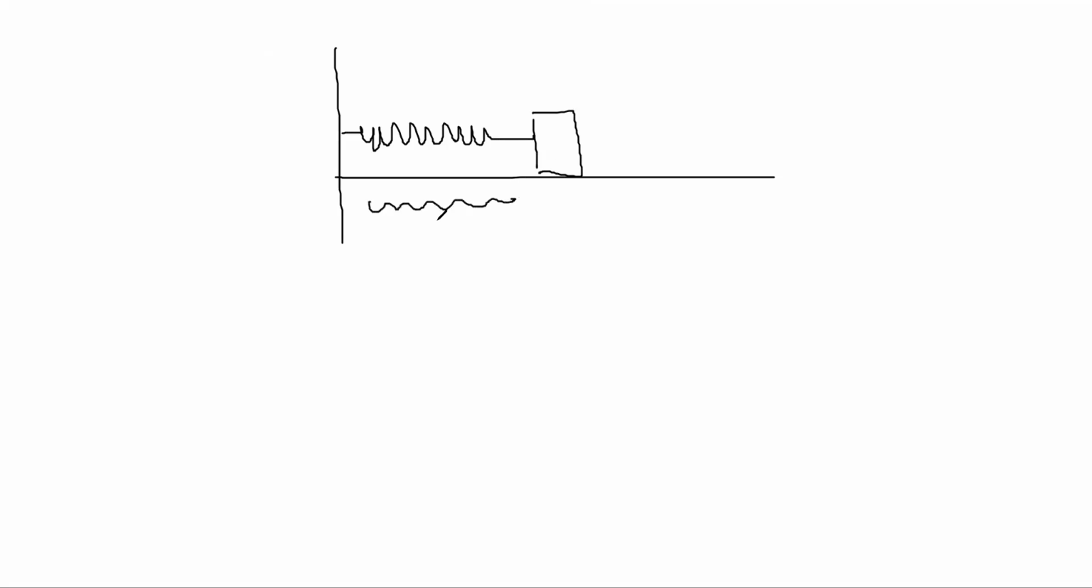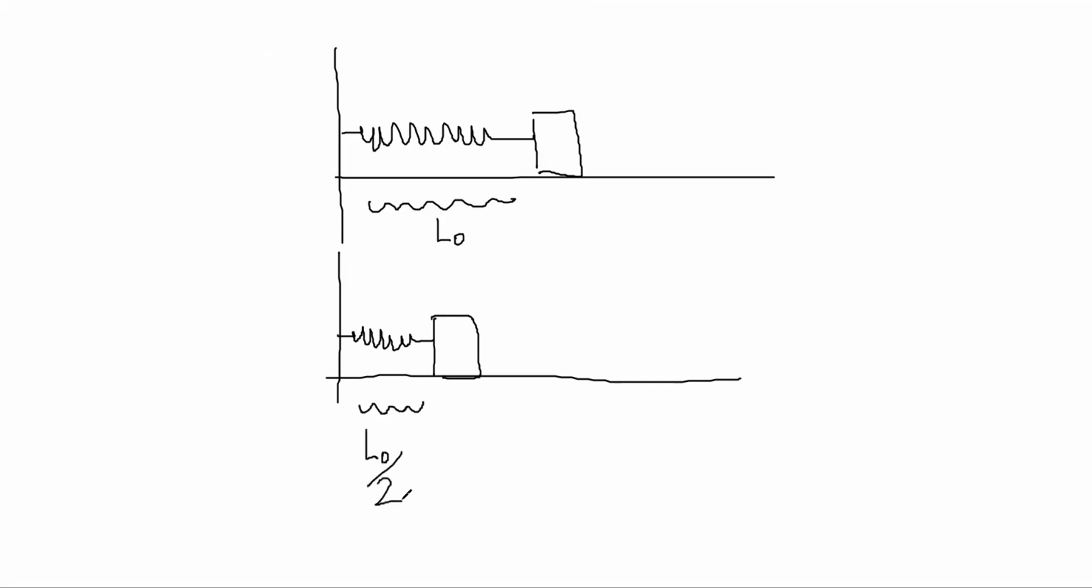This is, let's say, the natural length L naught, and it is compressed in such a way that it is at half its natural length right now. And then it is released. Then you leave it and it can go this side, right? Now this distance is called x, right? The distance from the wall, right?